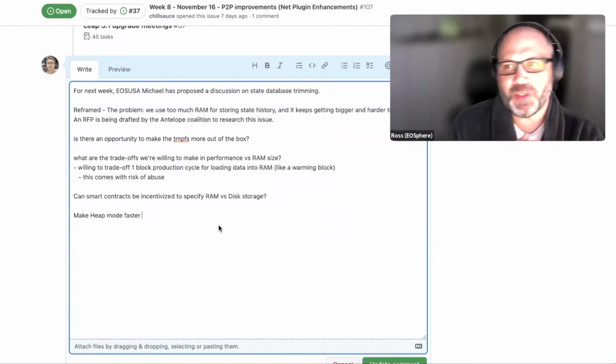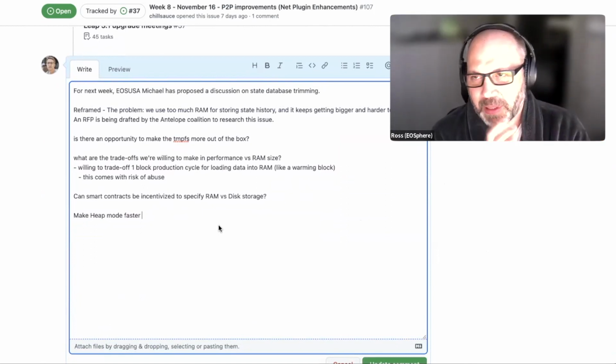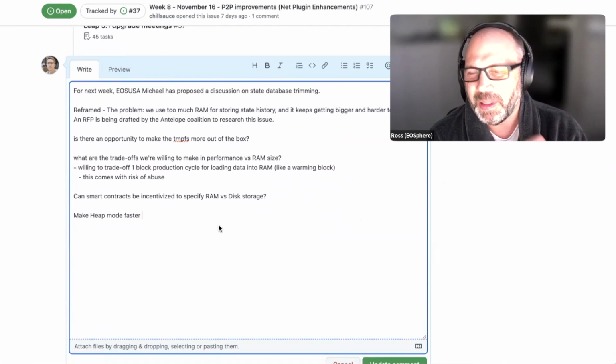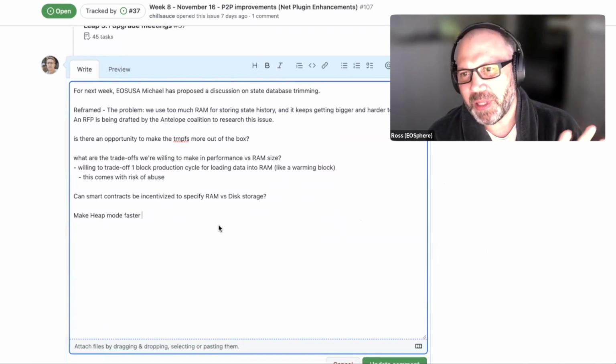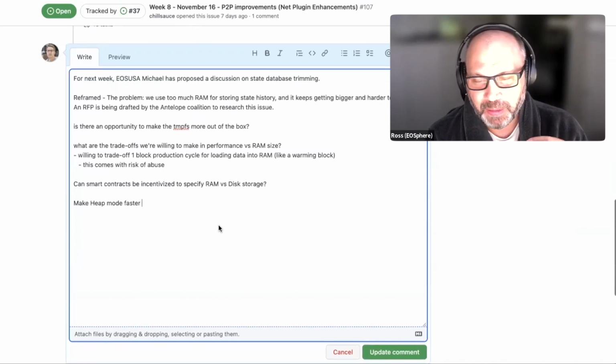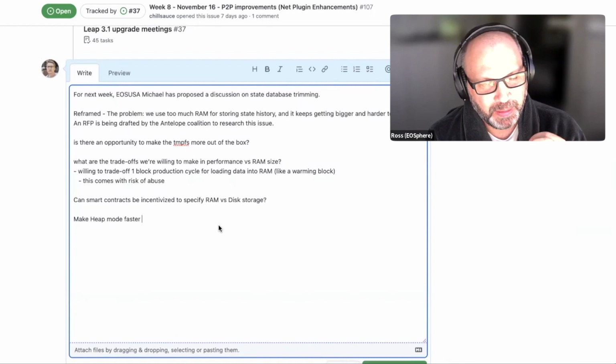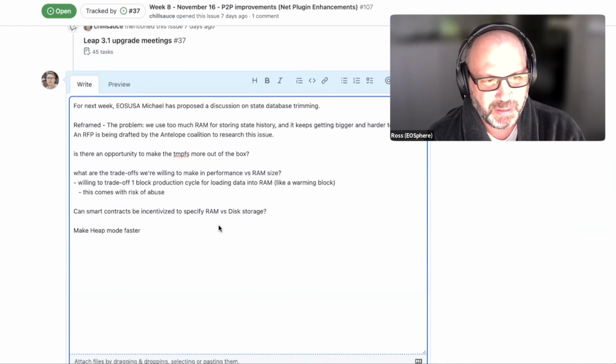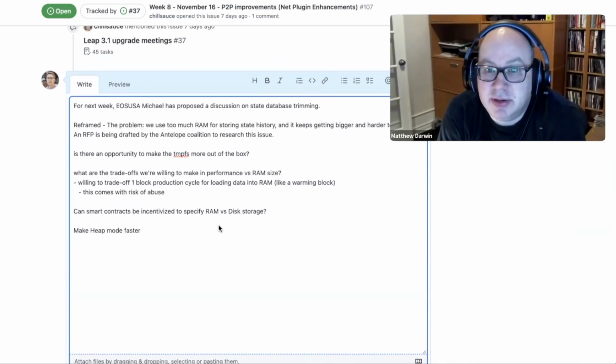I mean, TempFS isn't super lightning fast, but I use TempFS instead of heap because I like to have the memory management done from an OS level. I didn't do any benchmarks against the two. Heap mode needs to be faster. I don't know if there's any other suggestions. This is a hard problem.